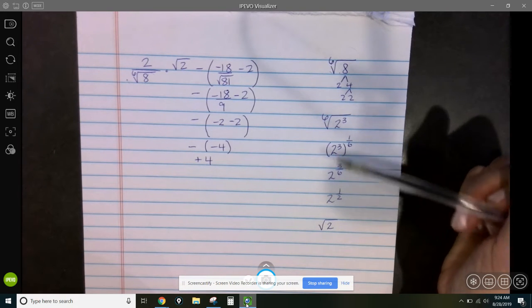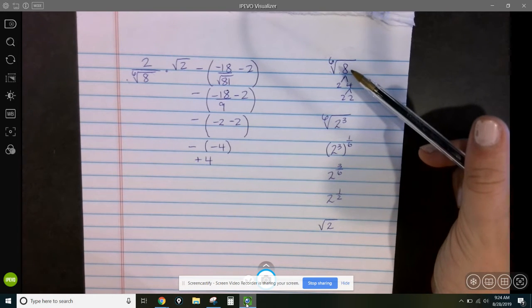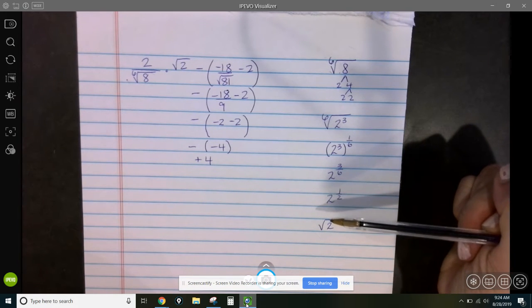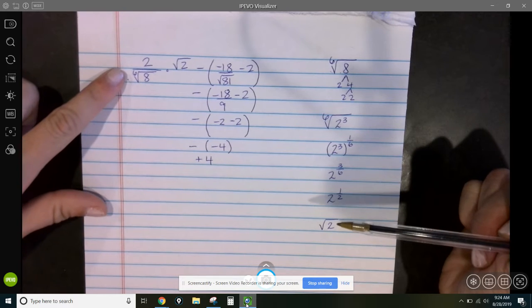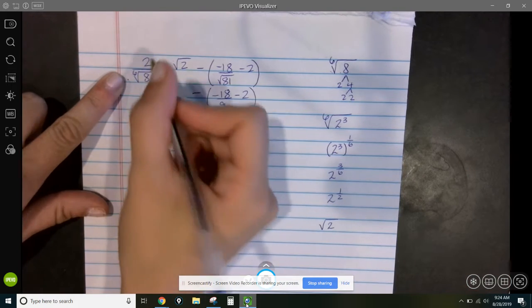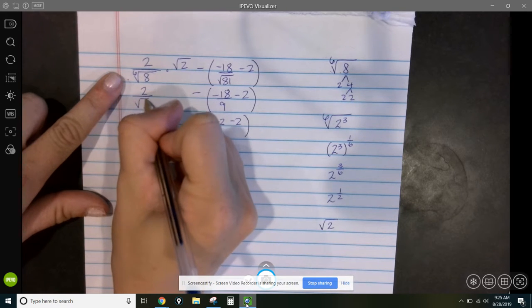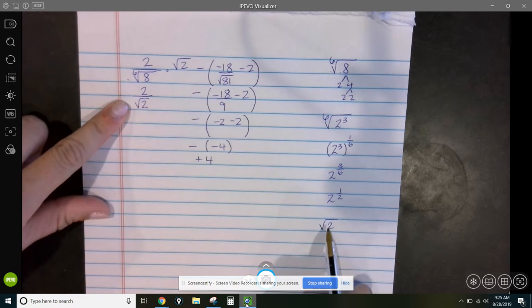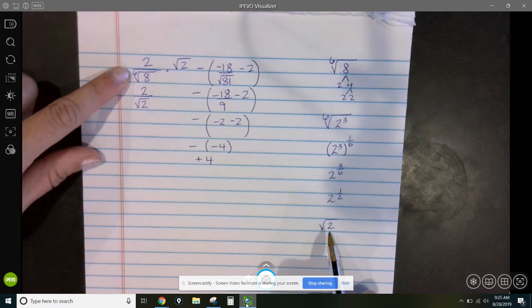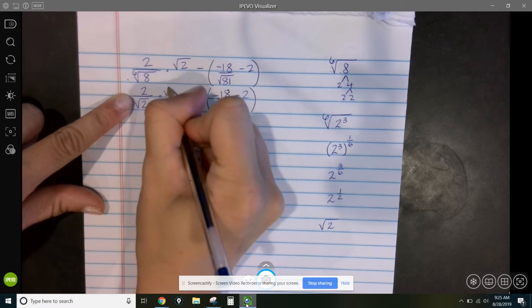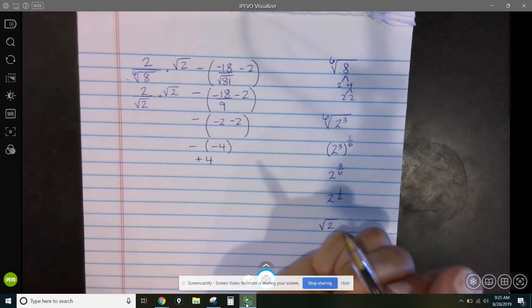So basically, you just want to remember that you could always rewrite a number like 8 in a different way to maybe work with it to get it to be something you want. So now what I'm going to do over here is put that back in the problem. So I had 2 on the numerator, and now on the denominator, I'm going to write square root of 2, because we already figured out that the 6th root of 8 is the same as the square root of 2. And then I had this times square root of 2, and that's kind of the key here.